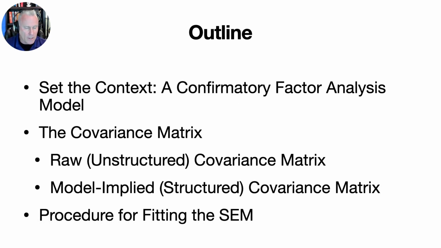Here's an outline of what we'll be looking at in this video. In order to do this, we need to have a context, and that context will be a confirmatory factor analysis model. So we'll introduce that context, and then we'll look at the covariance matrix for this model. We'll look at it in two ways. We'll first look at it as a raw unstructured covariance matrix, and then we'll derive the model-implied or structured covariance matrix that corresponds to the model. And then finally, we'll discuss the procedure for fitting the structural equation model. So let's take a look.